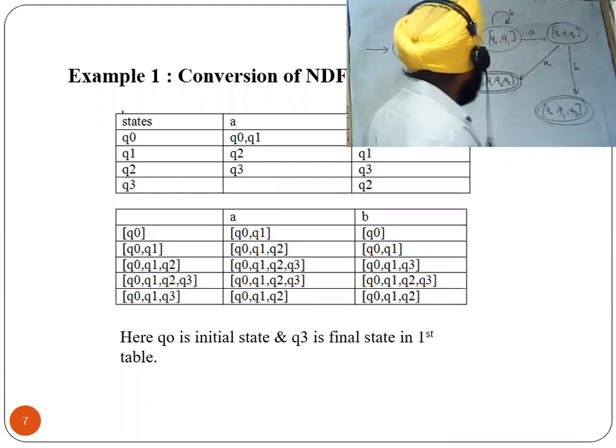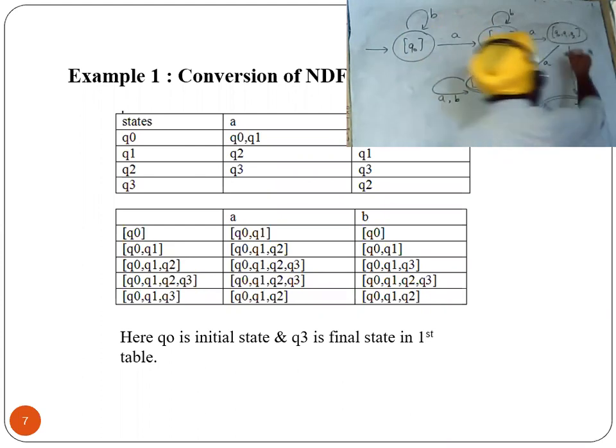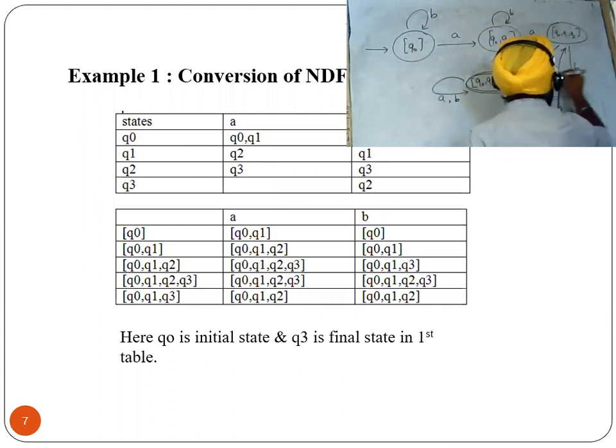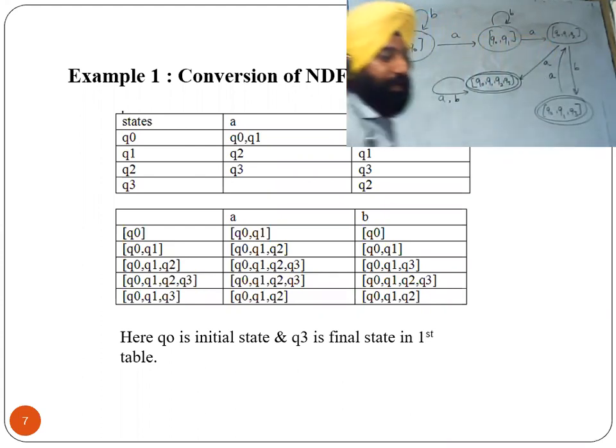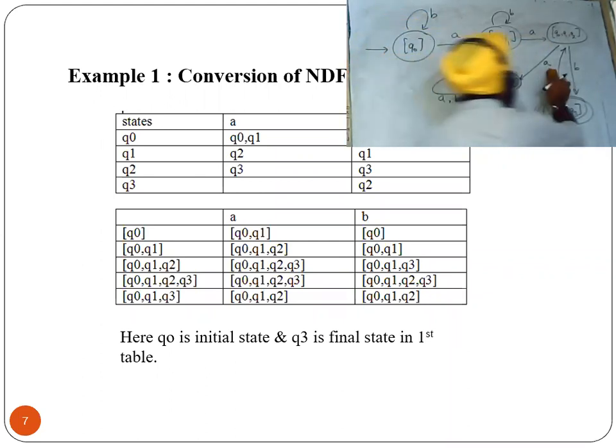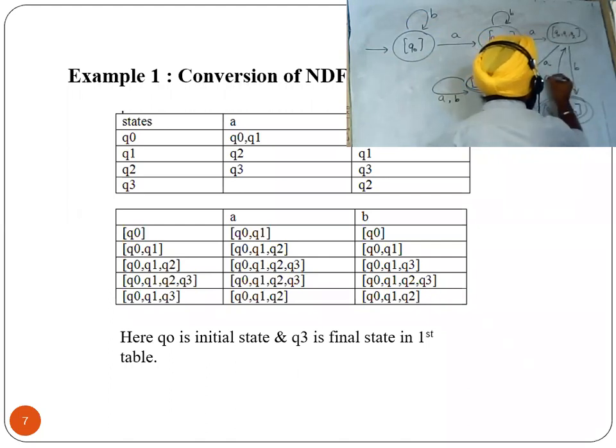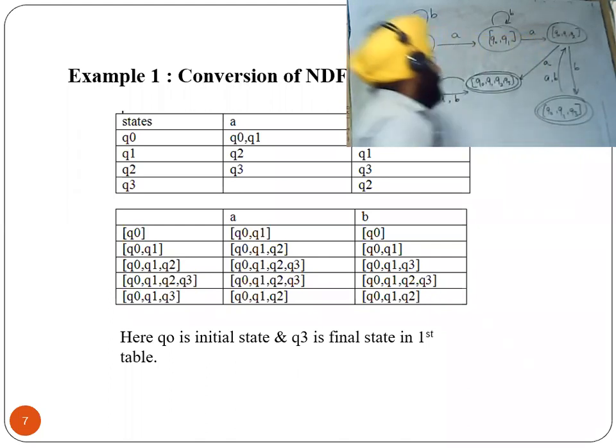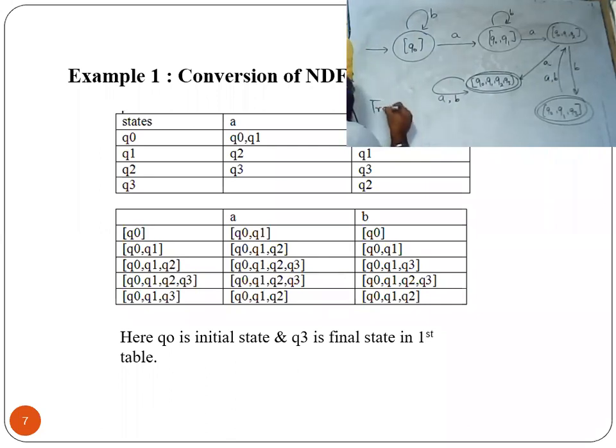Upon the processing of A, it is going to this state, and upon the processing of B, again it is going to this state as well. So here you can write A, B. So this is your transition diagram for the DFA. I hope the concept is clear to you.